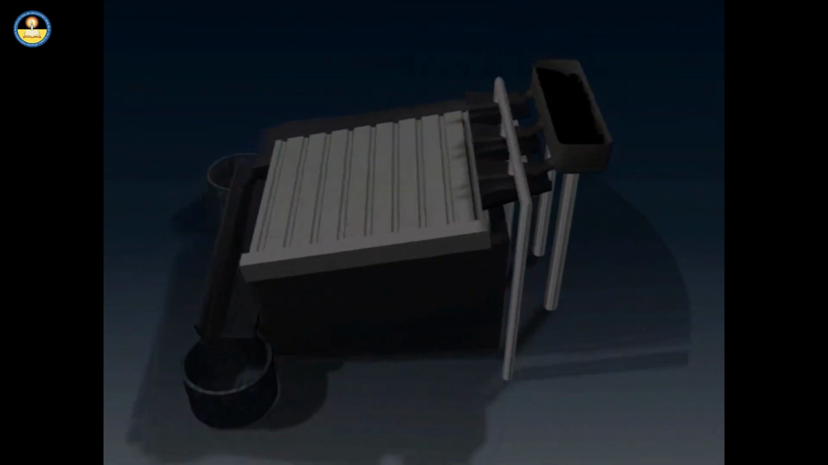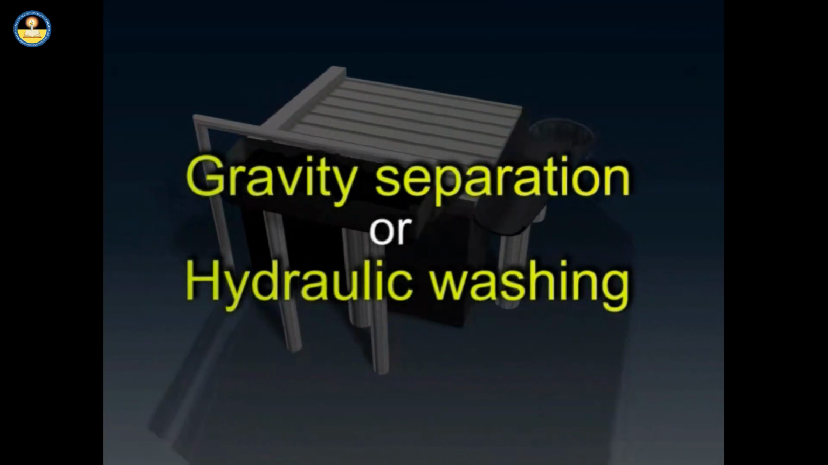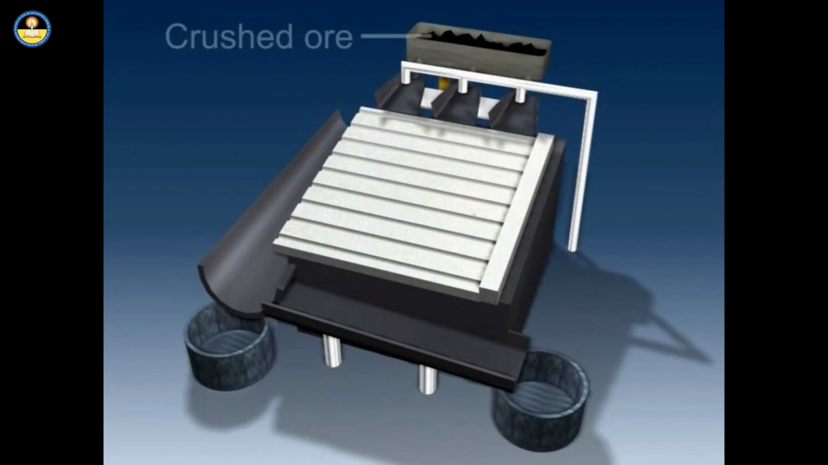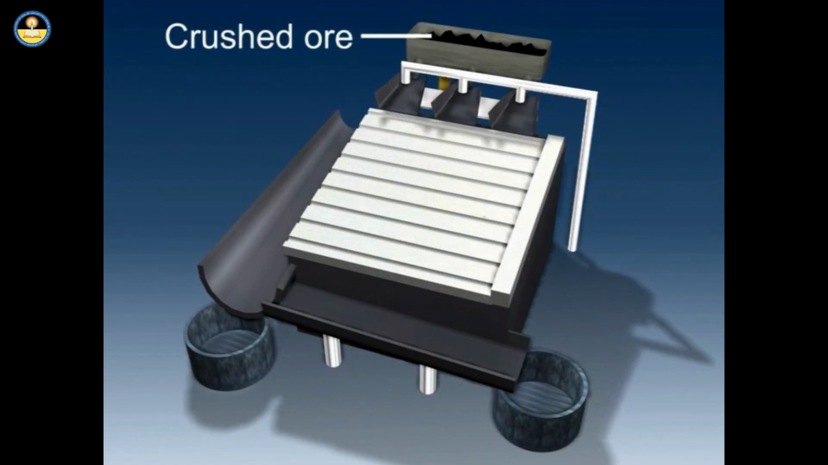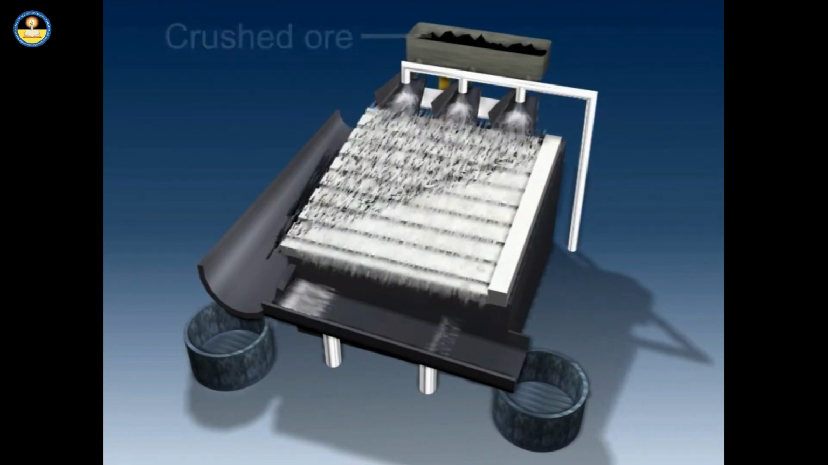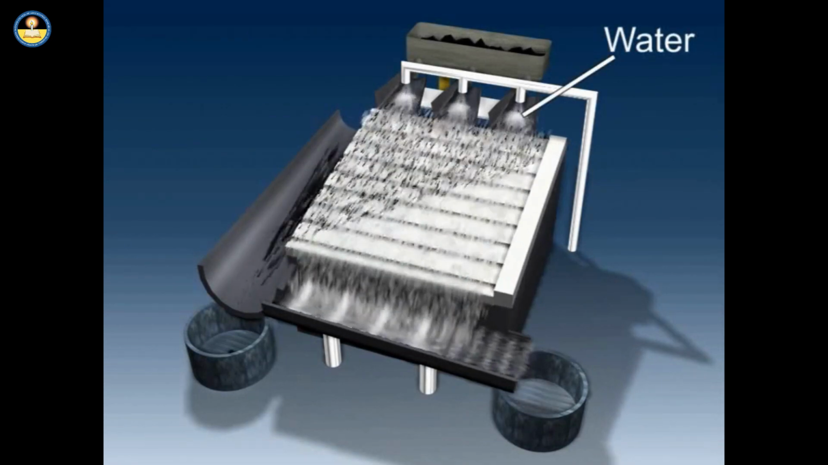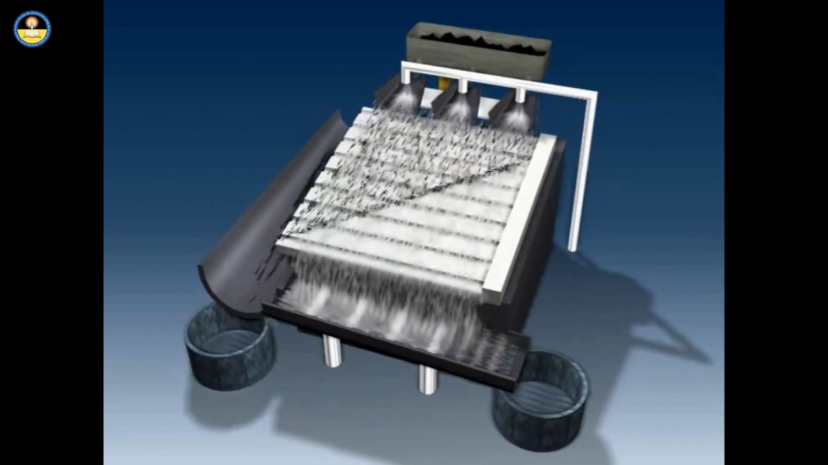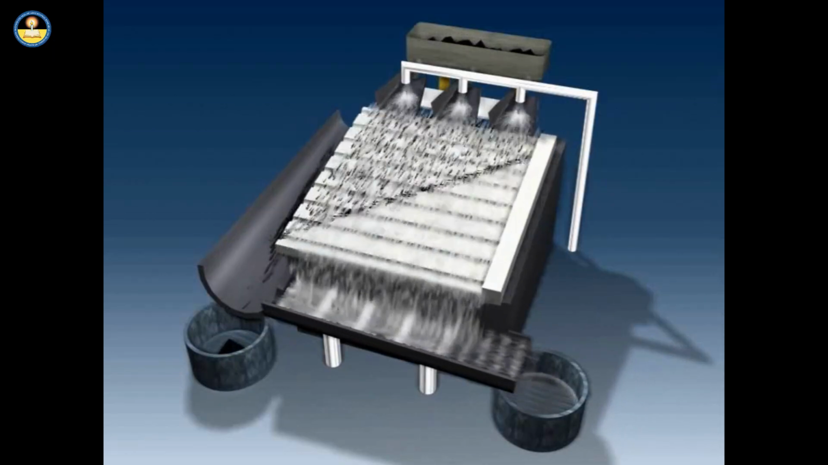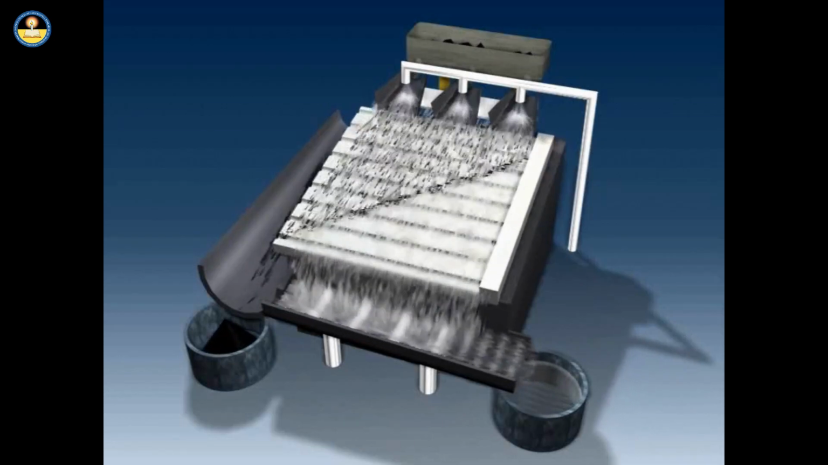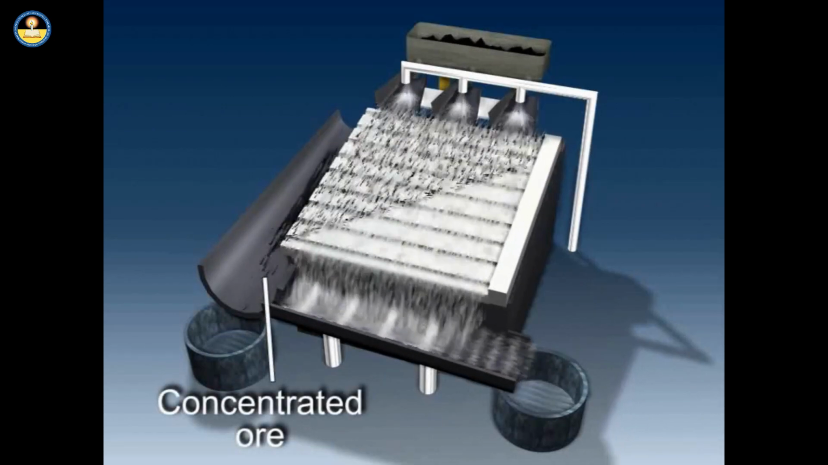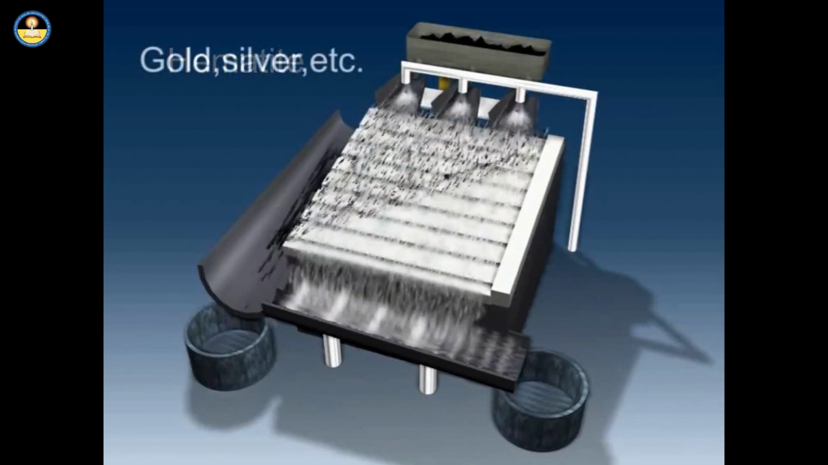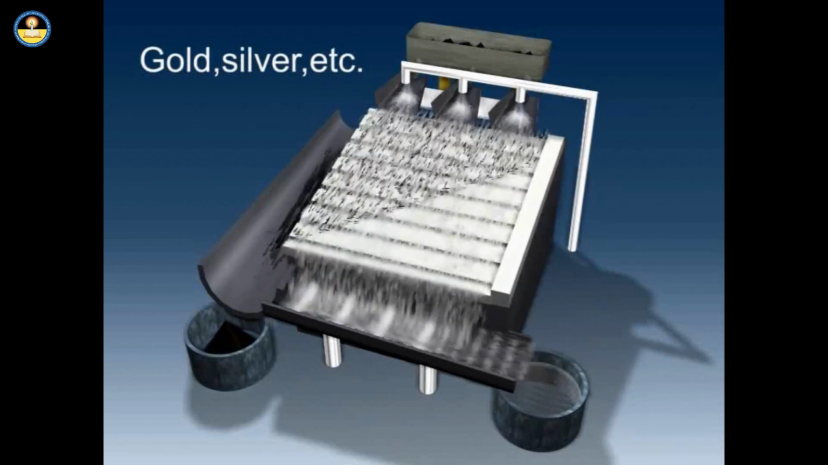Let us learn about the second method, that is, gravity separation or hydraulic washing. When the ore particles are heavier than the gangue particles, the ore is fed into a running stream of water and impurities are washed away. This separation is by way of gravity or levitation method and is commonly used for oxide ores such as hematite and native ore of gold, silver, etc.